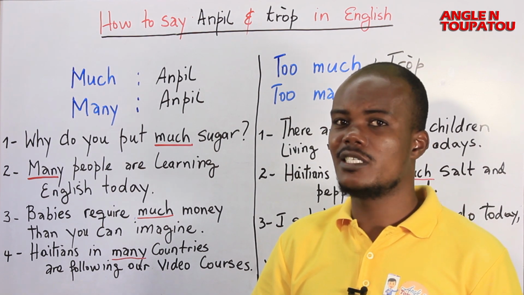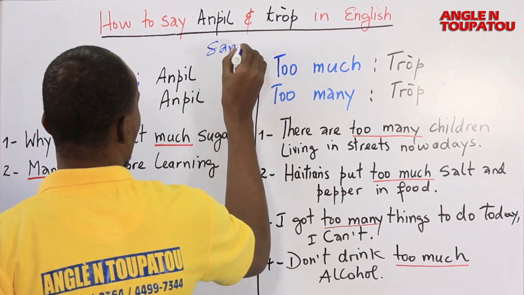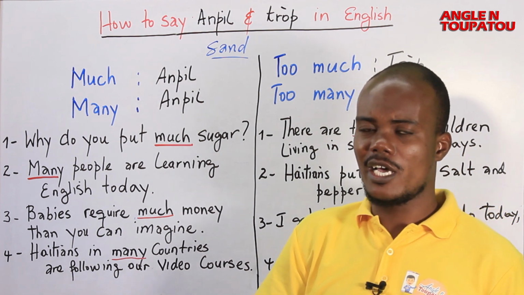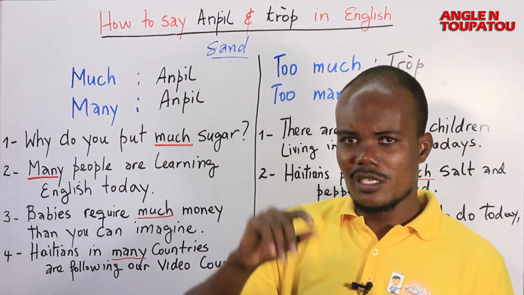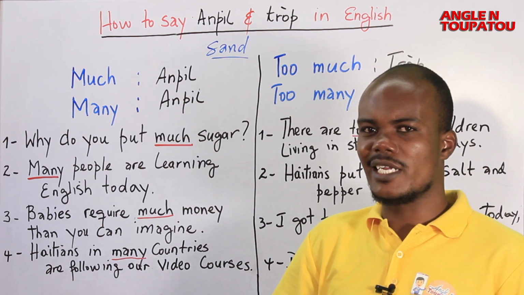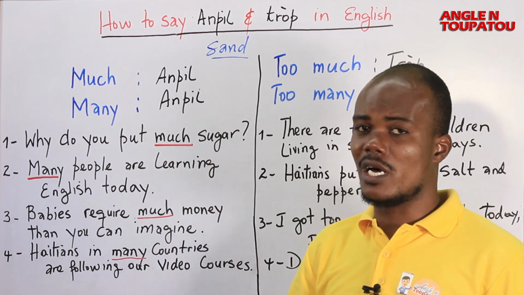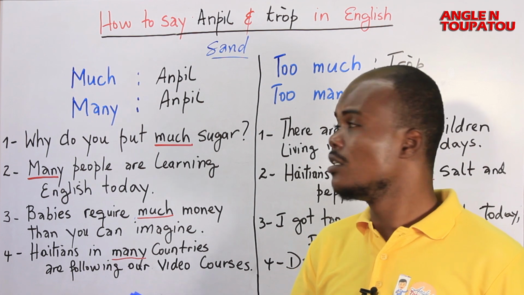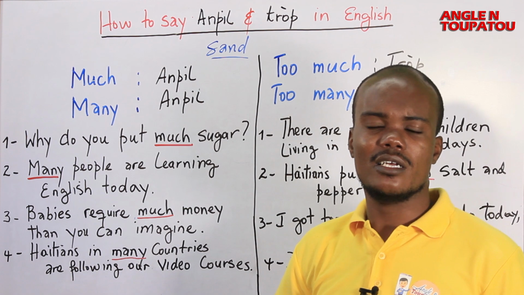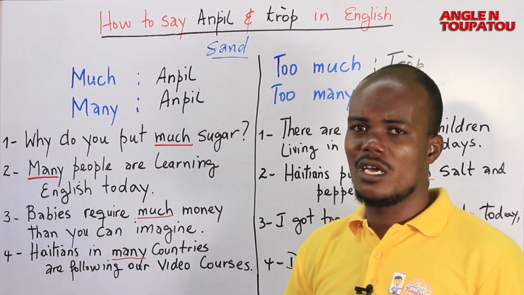You can't count sand. When you go to the seashore, you see sand. You can take sand with your hand. Sand means sab. You cannot say one sand, two sands. No. All right. Good. Very clear for you? Much and many means Anpil. Okay. Anpil manger.